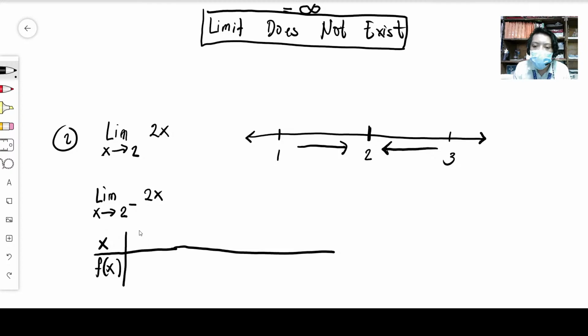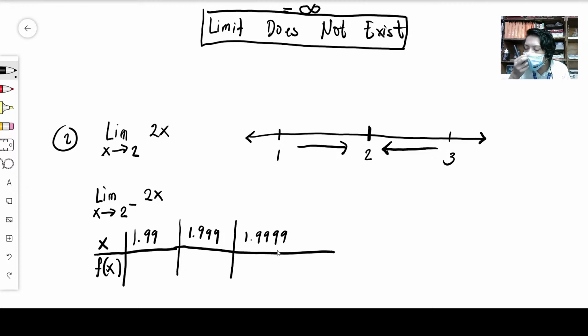Coming from the left, the limit of 2x as x approaches 2 coming from the left. What numbers does it approach coming from the left? For example, 1.99, then 1.999. It approaches 2 coming from the left of 2. 1.9999 and so on and so forth.